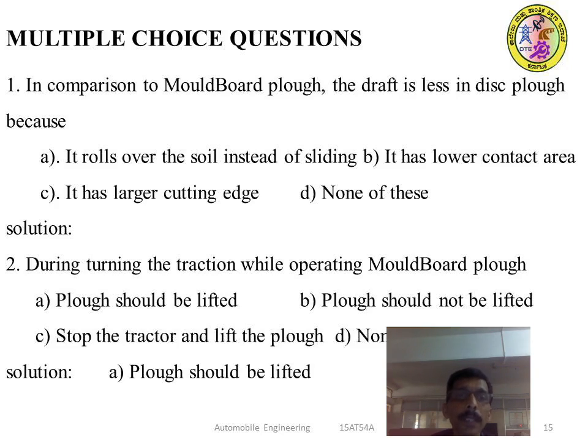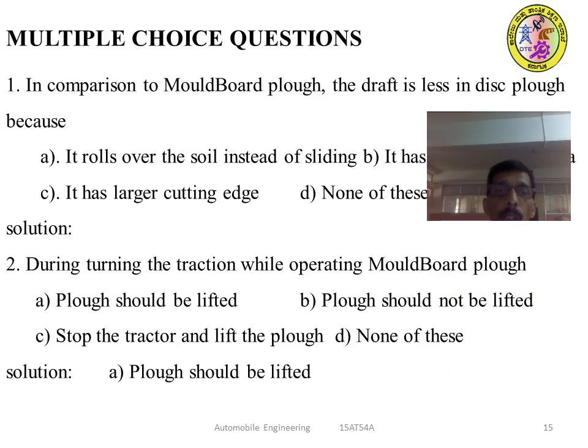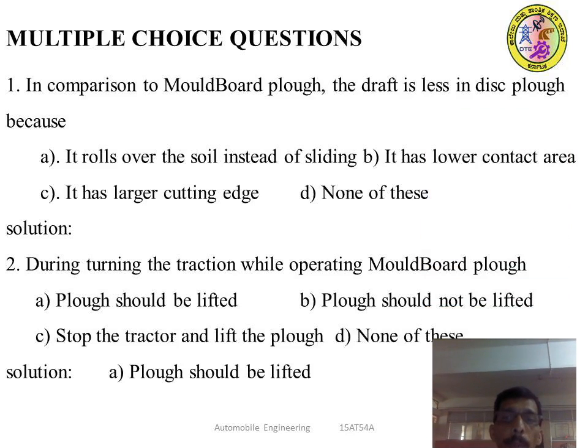Second, during turning the tractor while operating moldboard plow, first choice, plow should be lifted. Second, plow should not be lifted. Third one, stop the tractor and lift the plow. Fourth one, none of these. The solution is plow should be lifted.